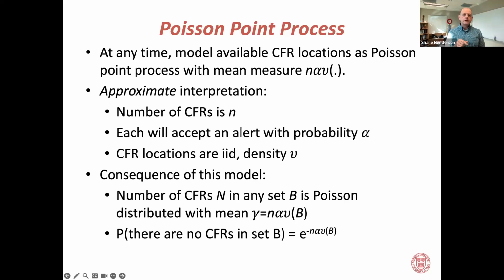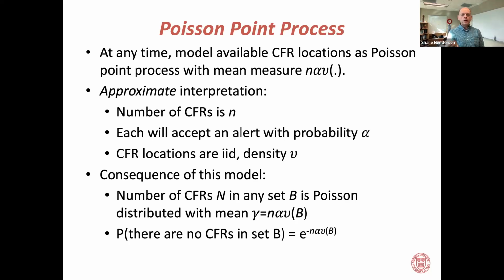Each of those volunteers will accept an alert with a certain probability, and that's this alpha. In New Zealand, that fraction is about 0.17. But in London, in England, that fraction is more like 0.5. So there are some pretty big differences from location to location with this probability. And finally, this last expression, nu, what is that? Well, that is a density over the city locations. And we're assuming that these volunteers are IID and have this density for where they're located. So the consequence of this model, if you're using a Poisson point process, is that the number of volunteers in any fixed set B is Poisson distributed, and we can write down its mean.